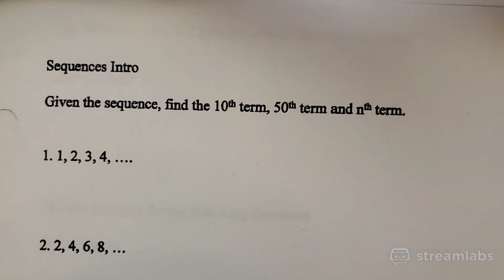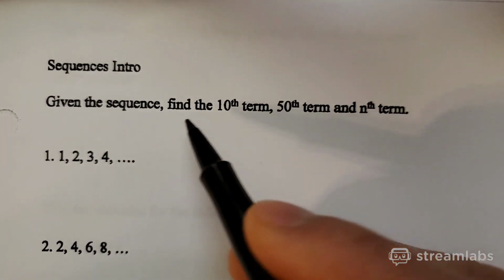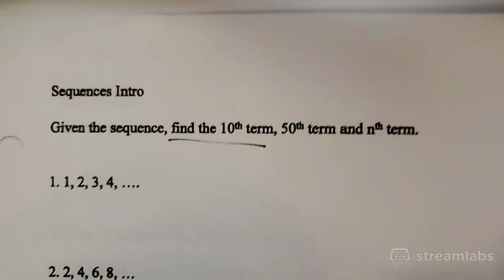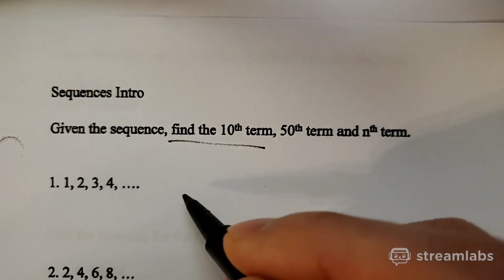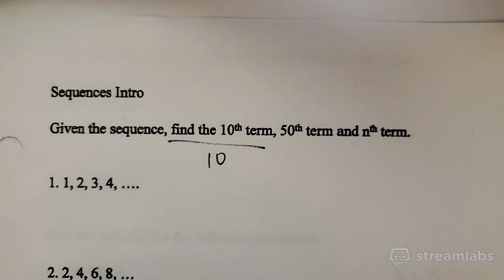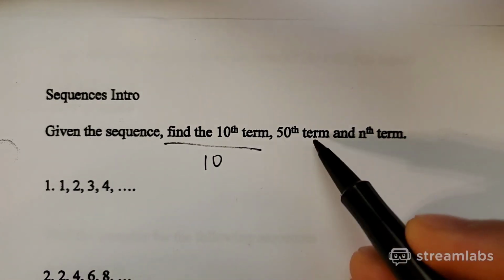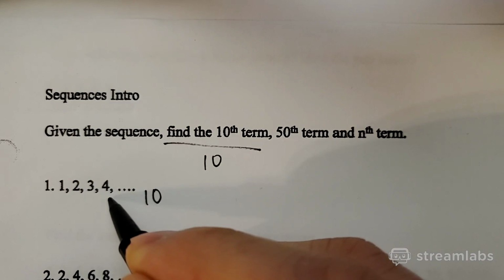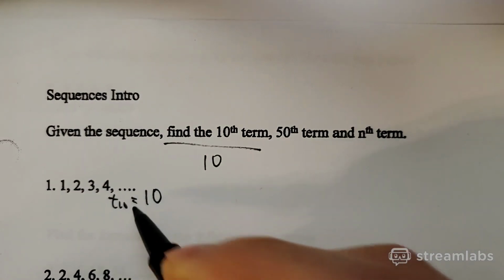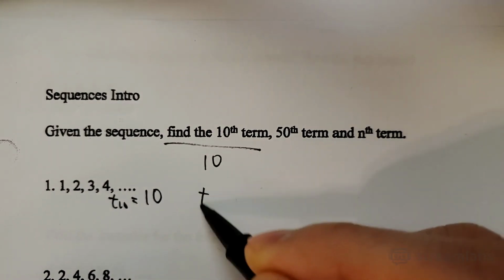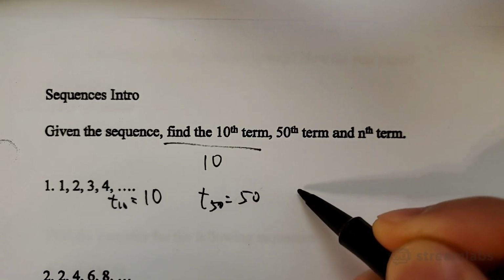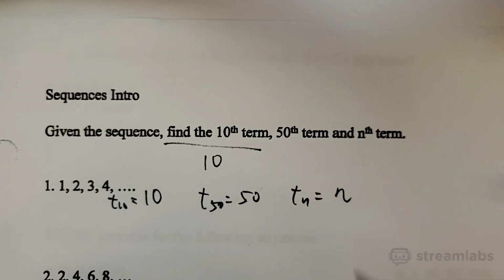All right, here we go. So if you look at the 10th term of this, it's basically number 10, right? Because that's what it is. 1, 2, 3, 4, 5, 6, 7, 8, 9, 10. So we say T10 equals 10. And then T50 will be 50. And Tn right now will be n. Okay, so that's the first part.